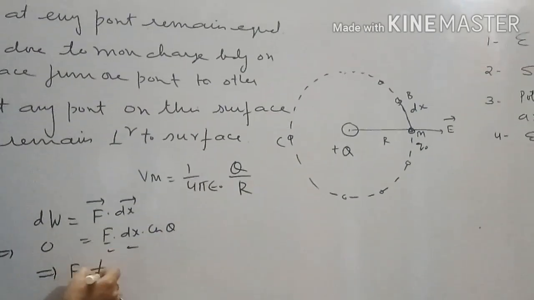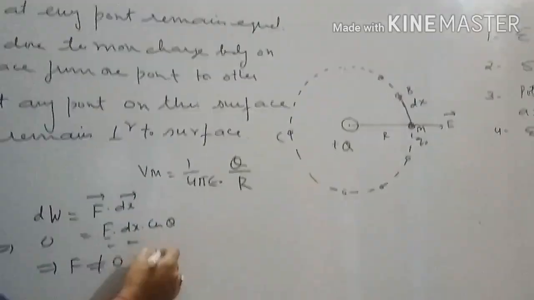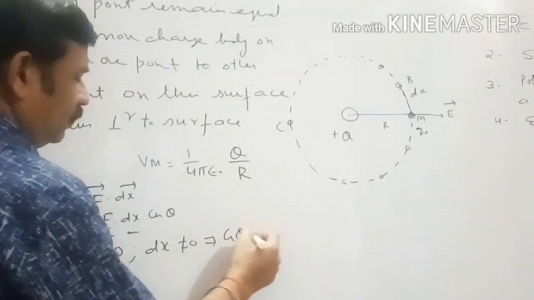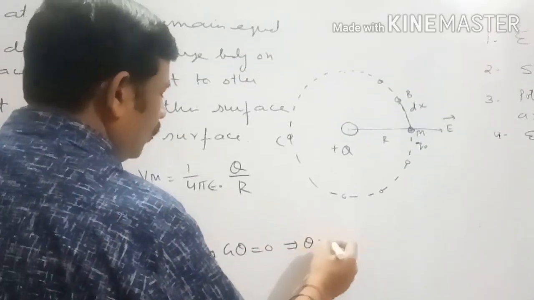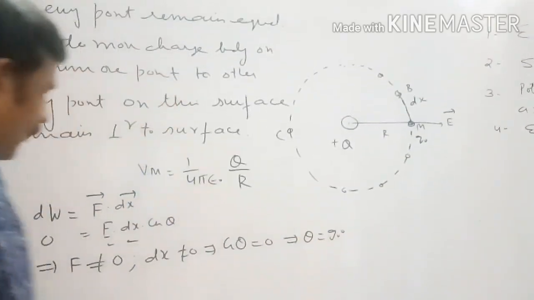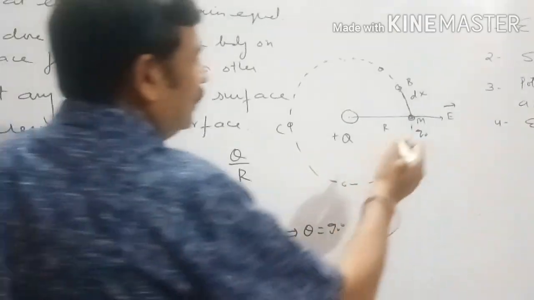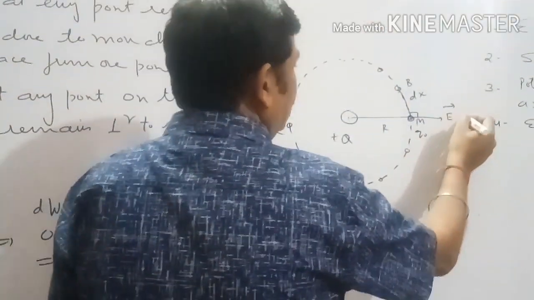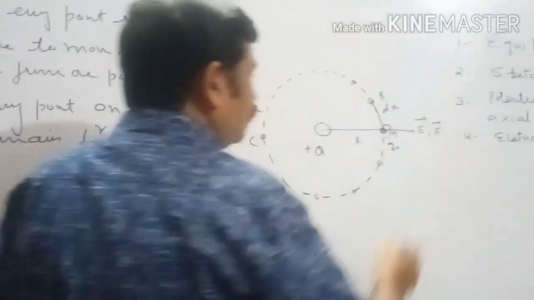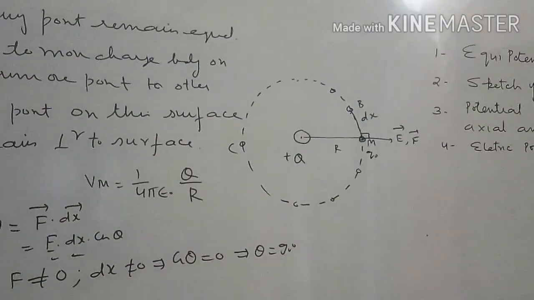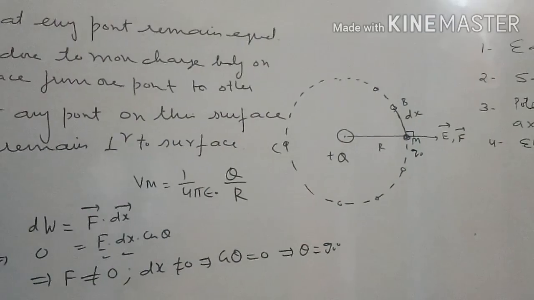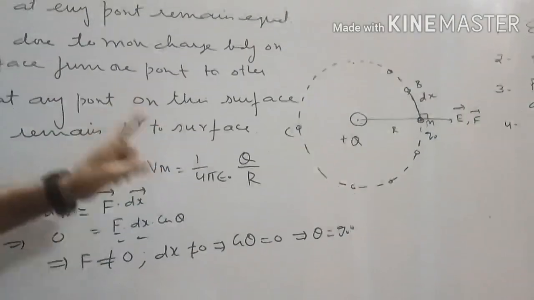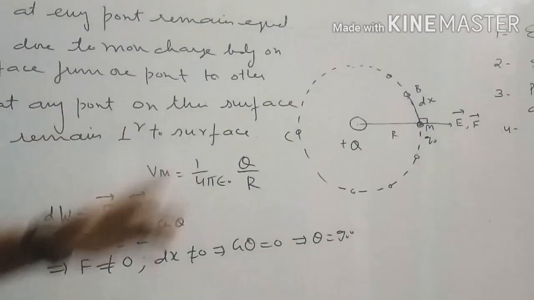F is not 0, dx is not 0, which implies that cos theta is equal to 0, which implies that theta is equal to 90 degrees. So definitely force and displacement will be perpendicular to each other. It means intensity and displacement will also be perpendicular to each other. That is why we say that the electric field intensity at any point on an equipotential surface will always be perpendicular to it.